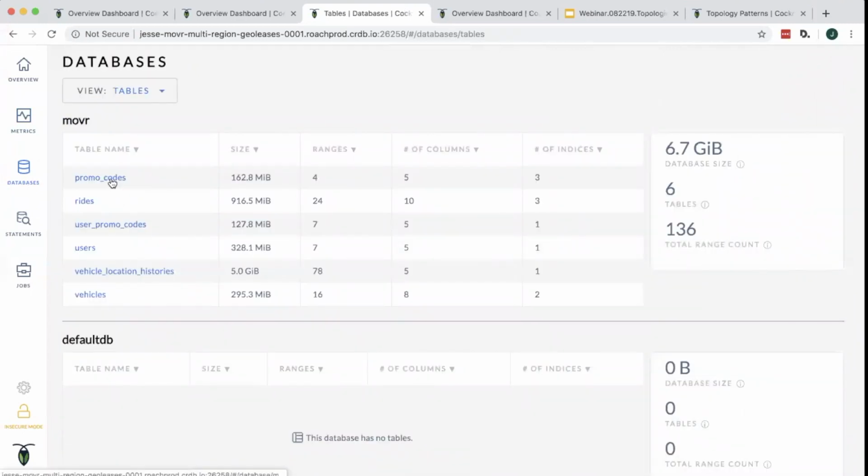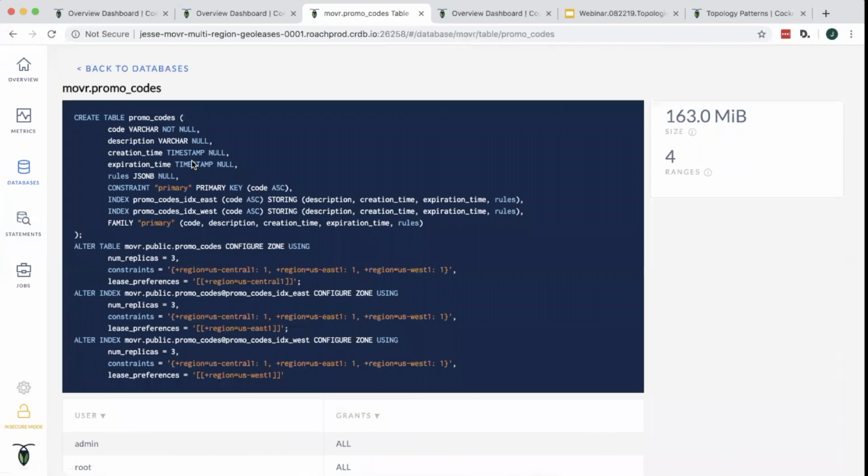I also want to look at the promo codes table. I mentioned that this is not a table where the data inside can be tied to geography. It's a reference table, a lookup table. It's not changed very often, but when users start rides, they're referencing it all the time. And so for this table, we've used a different pattern that we call the duplicate indexes pattern.